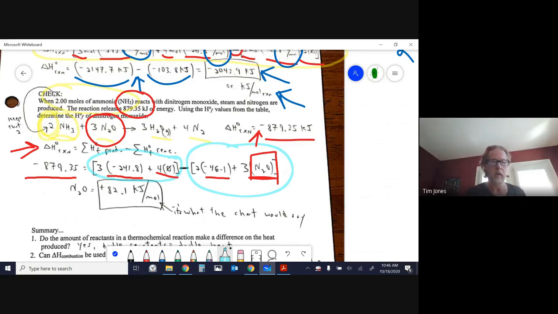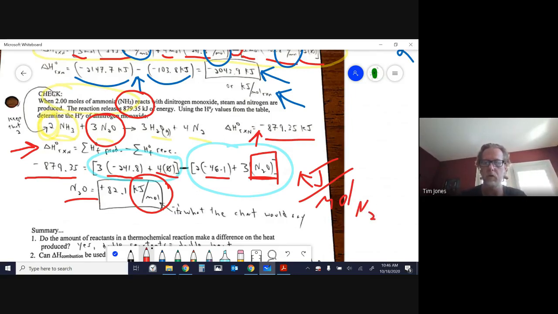Now, in this case, your units, you can say kilojoules per mole, because basically you're saying what would have been in the chart. And the chart is kilojoules per mole of whatever the chemical is. In this case, it's N2O. So you can say kilojoules per mole. You could also say kilojoules per mole N2O. I suppose you could say kilojoules per mole reaction, but you might as well just be specific. Since it is relative to one chemical, you might as well mention that chemical.